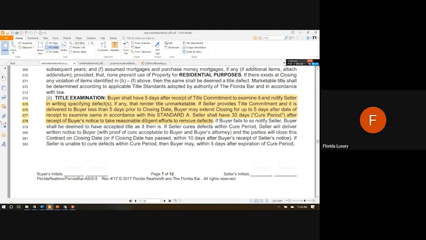If it's something simple that can be handled by title insurance, then you can probably get it done in 3 or 4 days and you can still close on schedule. But you may have to extend up to 30 days.